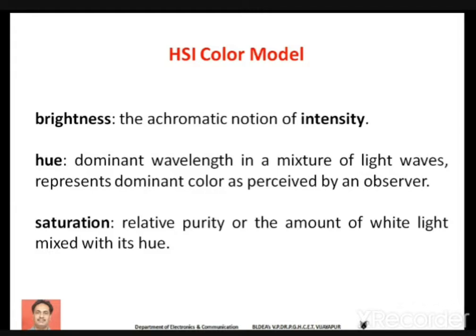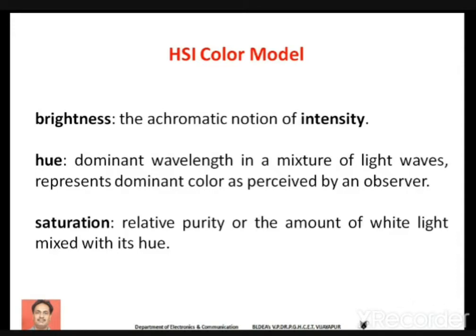HSI stands for hue, saturation, and intensity. This color model is mainly used for description and interpretation of colors by human beings. As the name indicates, we have three important parameters. Hue is the dominant wavelength in the mixture of light waves. So hue represents the color of the object. If I say an object is of red color, it indicates that red is the hue of that object.